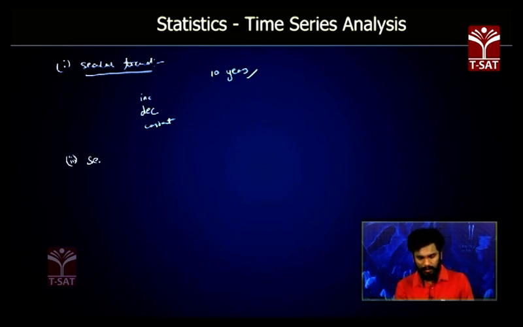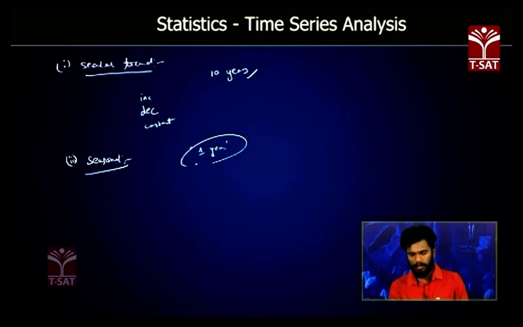Second, seasonal variations. The seasonal variations usually consider a time period of 1 year. Now what are these seasonal variations? Let us consider an example: the sale of umbrellas is usually more in the rainy season, or the sale of cotton cloths is usually more in the summer season. So like this, the sale is affected because of the season, not because of any other factor. It is just because of the seasons.